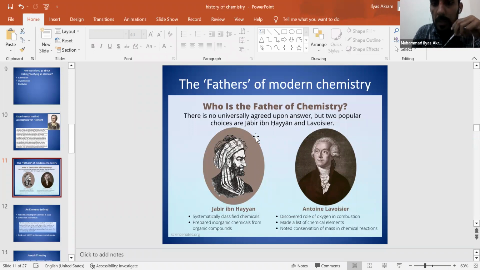If you are asked who is the father of modern chemistry, the answer will be Anthony Lavoisier. But if you are asked who is the father of chemistry or organic chemistry, the answer will be Jabir bin Hayyan, because Jabir bin Hayyan classified chemicals and prepared inorganic chemicals from the organic compounds, and Anthony Lavoisier discovered the role of oxygen in combustion, made a list of chemical elements, and noted conservation of mass in the chemical reaction. So that is the difference between the studies of these two persons.